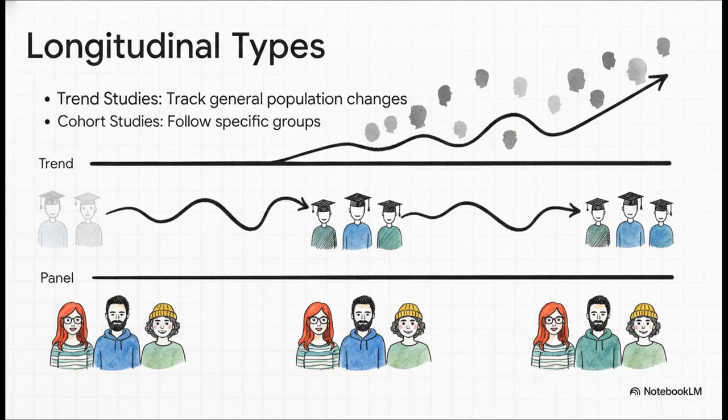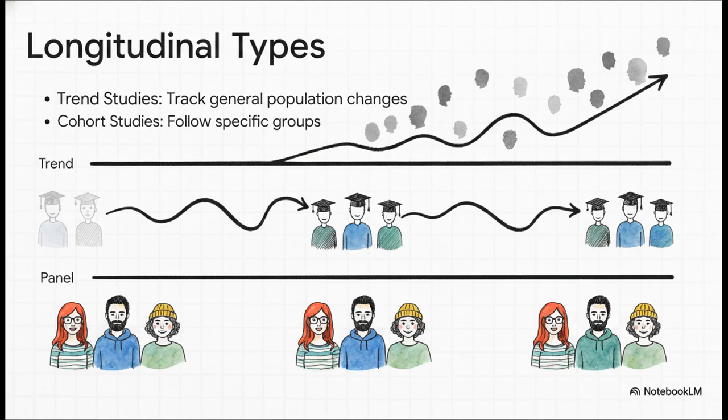First up, we have trend studies. This tracks changes in a general population over time, but, and this is key, you don't need the exact same individuals. Think of a yearly poll on public opinion regarding the economy. You ask completely different people each year, but you're tracking the overall societal trend.